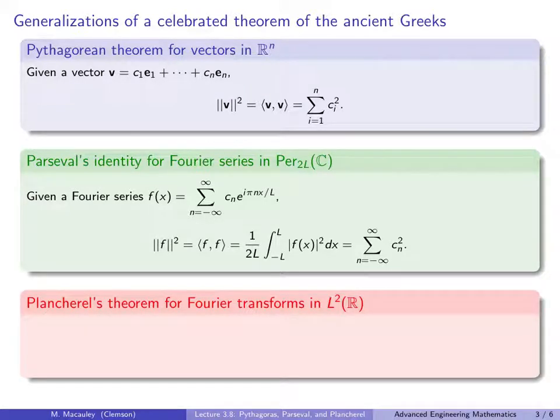Finally, the last generalization of the Pythagorean theorem is Plancherel's theorem for Fourier transforms in L2 of R. And this is actually a special case of a more general theorem, Parseval's identity, or maybe not more general, but a continuum version. So there's a version of Parseval's identity for Fourier transforms as well, and a special case of that is called Plancherel's theorem. It's poor naming. Really, Plancherel's theorem should be the big theorem, and this one should be Parseval's identity for Fourier series. But oh well, what are you going to do?